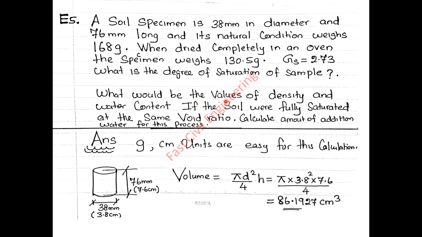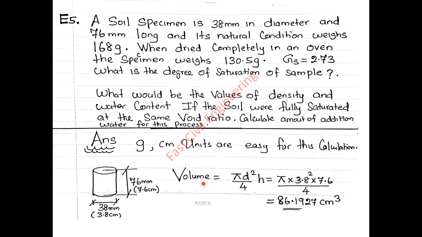That is it. What would be the value of density and water content if the soil were fully saturated? That means what is the saturated density and water content, and calculate the amount of additional water for this process. Answer: you are able to use Newton meter cube or kilogram meter cube, but in this case gram centimeter units are easy for this calculation.